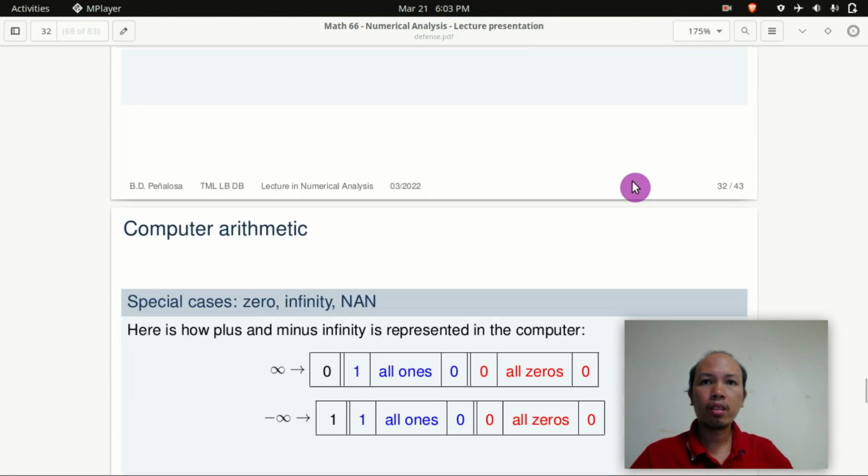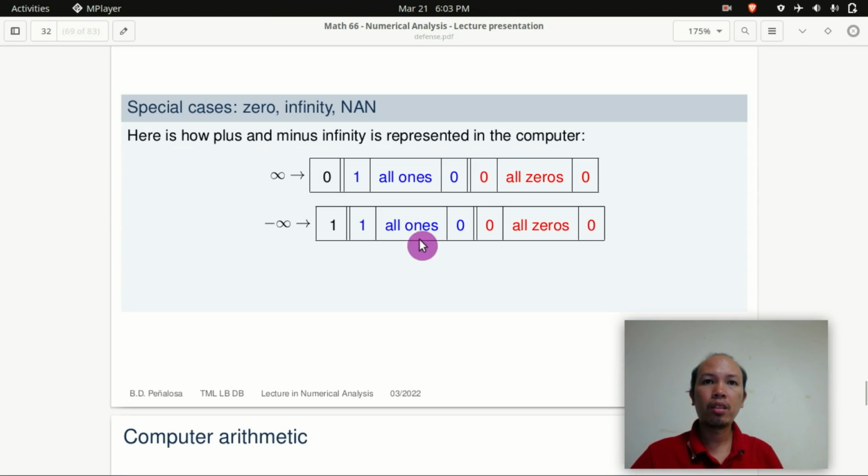And also for subnormal numbers like NaN and infinity. So this is how you are going to represent positive infinity. For positive, the sign bit must be 0. For negative, it is 1. And then the difference is the exponent bits: all ones. Okay, the 11 digits must be all ones, and the rest is 0.